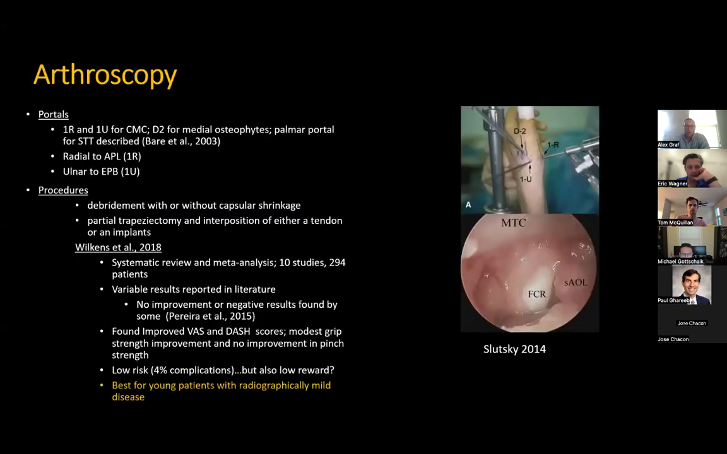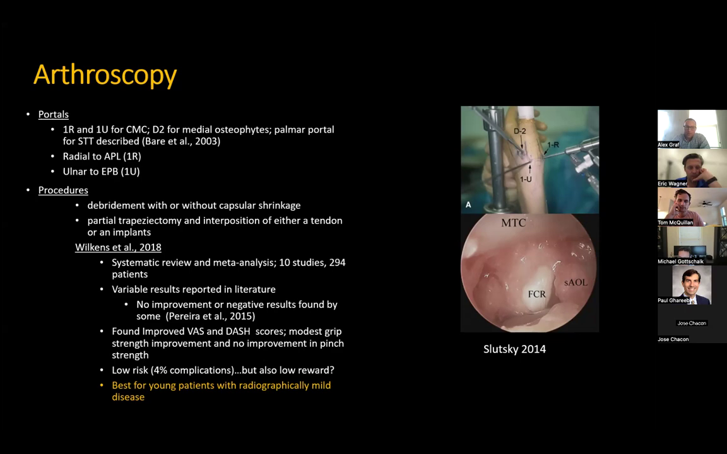Trapezial sparing techniques. So we'll talk about arthroscopy. The benefit here is that it's minimally invasive. Historically, you use the 1R and 1U portals. If you're just doing a synovectomy or capsular shrinkage, you can also use the D2 portal. And as Dr. Wagner will tell you, look out for that radial artery branch. That's right there, so you have to be thoughtful when you dissect. And in addition to doing a hemitrapeziectomy, you can also do autologous or acellular dermal matrix interposition.